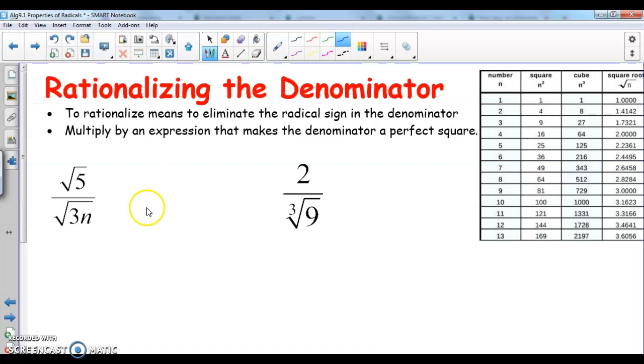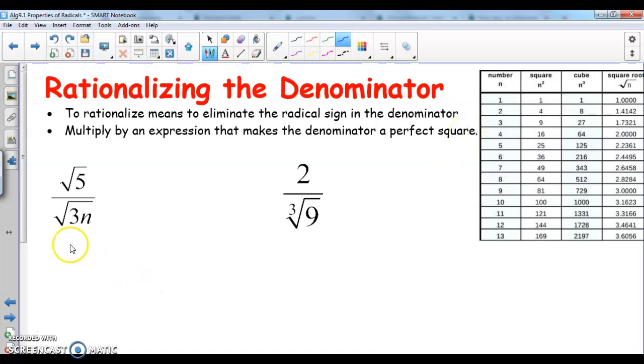denominator. So for example, the denominator here is the square root of 3n. We know that neither 3 nor n is a perfect square. So this is not the simplest form. So how are we going to remove the radical sign, or how are we going to rationalize it? To do that, we're going to multiply by an expression that makes the denominator a perfect square.